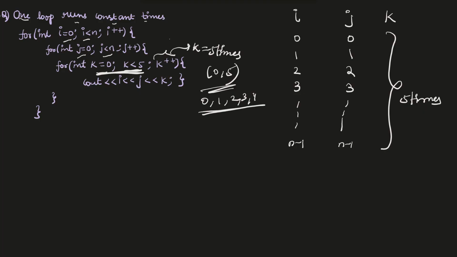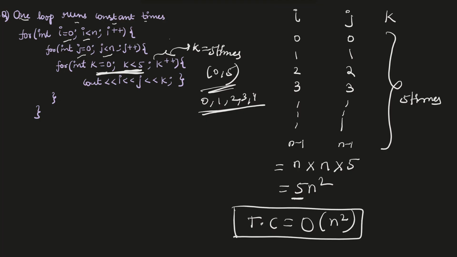So now 0 to n minus 1 is nothing but it runs n times. The value of j also runs n times. The value of k is 5 times. So it is 5n square. We ignore the coefficient term. So the time complexity of this code becomes order of n square.